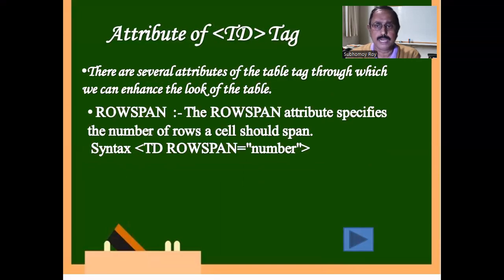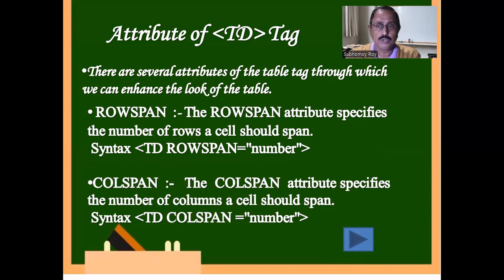Now, other two attributes are also there. There are several attributes of the tag called rowspan and colspan. Now, this rowspan and colspan we will use inside the data part, not on the table part. The rowspan attribute specifies the number of rows a cell can span. Now, what is this actually?